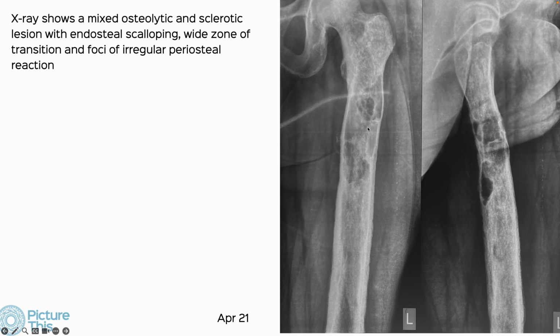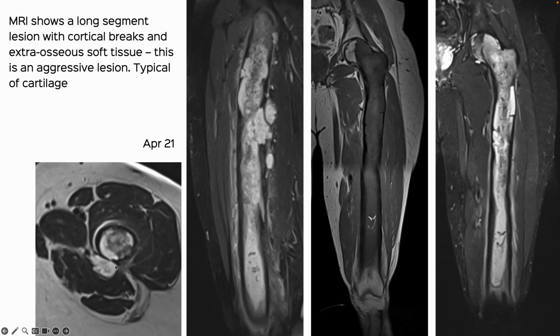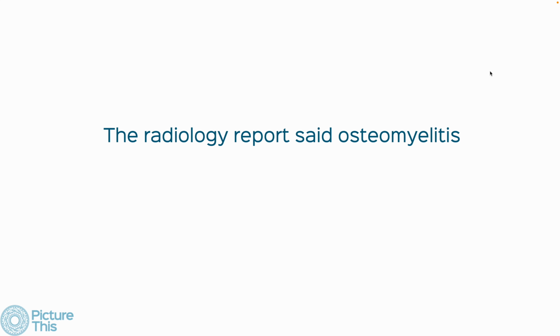Now, the X-ray shows a mixed osteolytic sclerotic condition. There's variable periosteal reaction. There's a little bit of new bone or cartilage here. But the MR shows extraosseous spread, but really just looks like cartilage. More importantly, very sharply marginated and no marrow edema. I mean, you could argue that there's just a shade little bit here, but essentially no marrow edema. So this is a cartilage tumor, therefore it becomes a chondrosarcoma, but the radiology report said osteomyelitis.